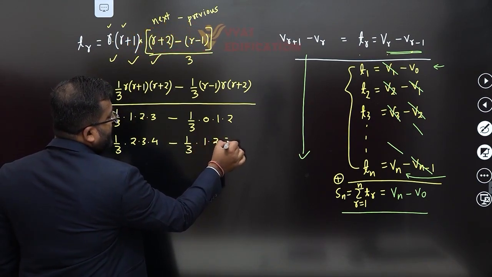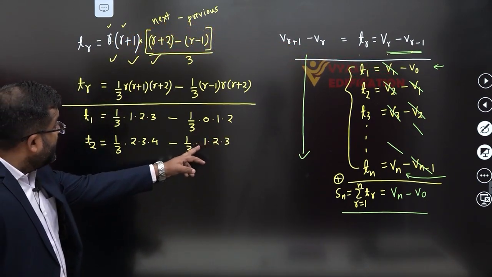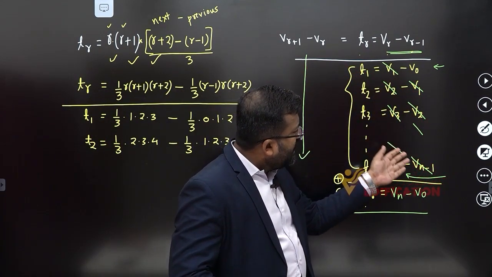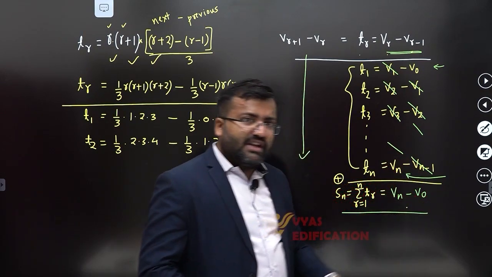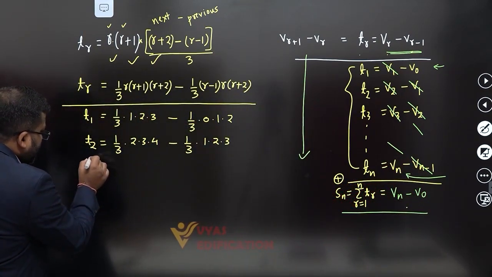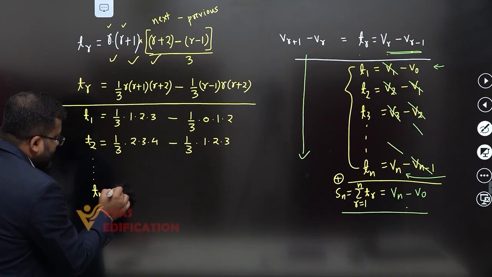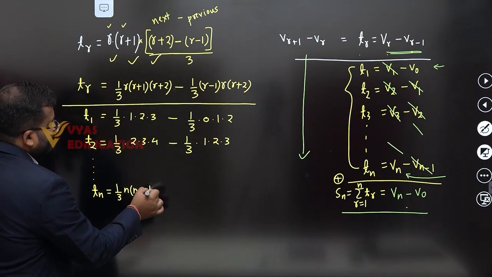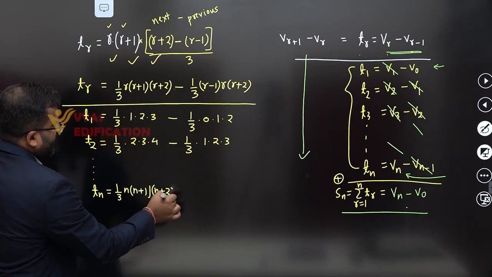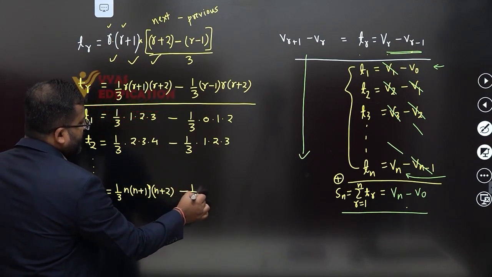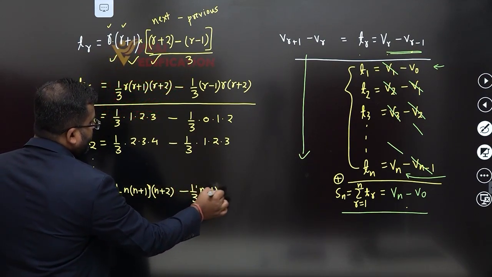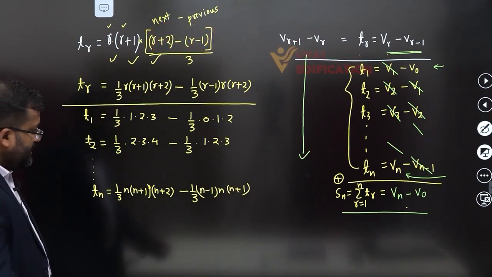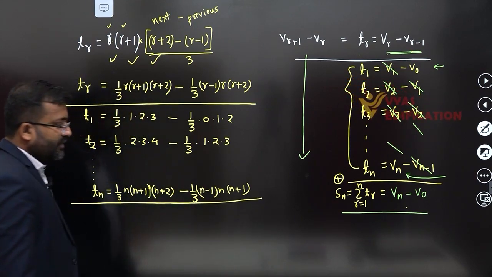1, 2, 3. Oh, I see this and this getting cancelled. Yes, this will get cancelled just like this. Right. And what will I get? Vn minus V0. Yes. So why not write Tn and see what is Tn? 1 by 3 n times n plus 1 n plus 2. This is Tn minus 1 by 3 n minus 1 n plus 1. This is what you have. Yes or no? Yes. This is what we have.